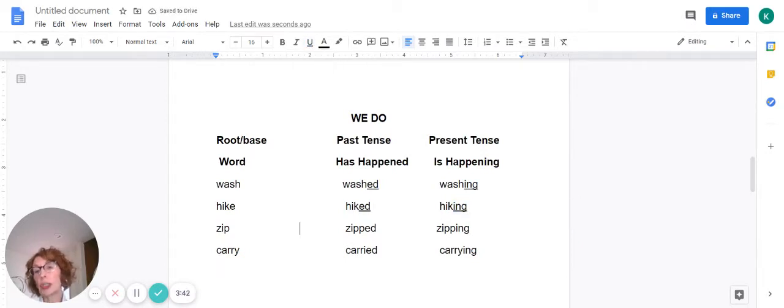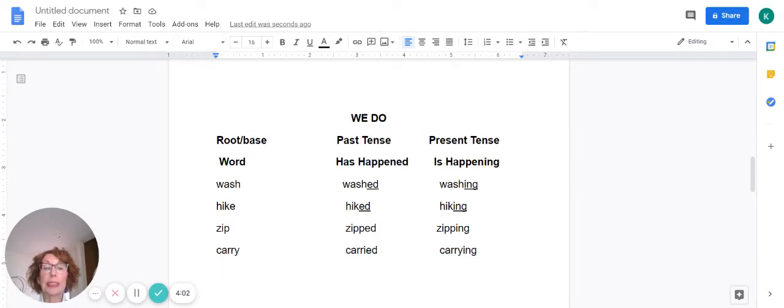Okay, take a look. And as you may have noticed, the spelling of the word has changed, the spelling of the root word. We drop the final E and add the inflectional endings ed and ing. Okay, but that still is the long vowel sound.